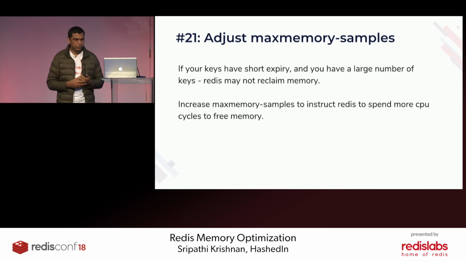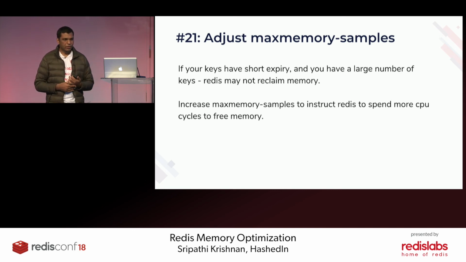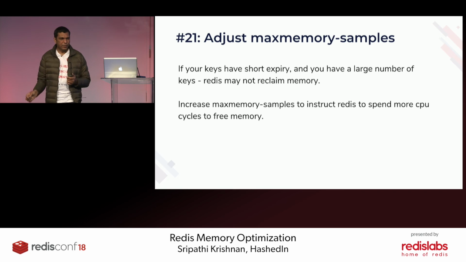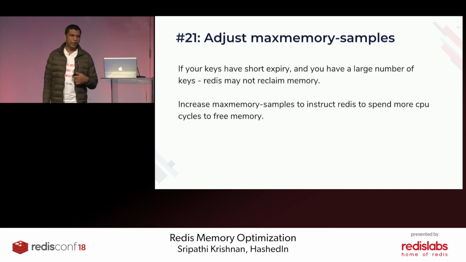Sorry, how short are we talking? Seconds, minutes, hours? It depends on how many keys you have. But I'm saying if it's like 10 minutes and you've got millions of such keys, Redis is going to spend a lot more time trying to just delete the keys. So it's a compromise on how much CPU. The setting that we have, max memory samples, is a way for you to tell Redis how much CPU you are willing to spend to delete the keys. So it is essentially a trade-off between memory and CPU.